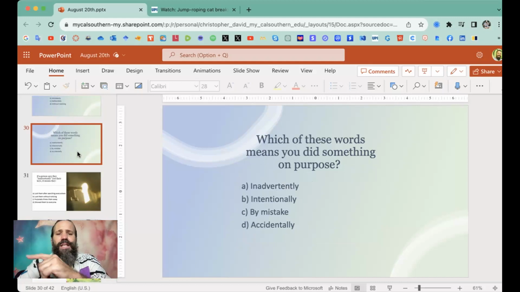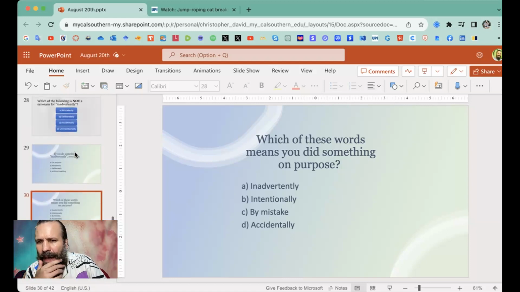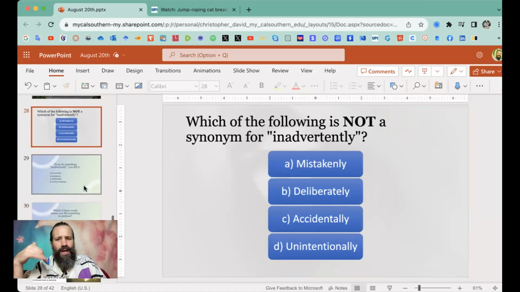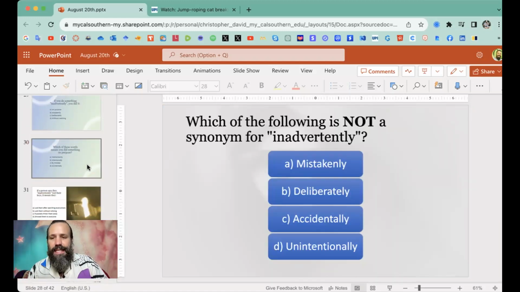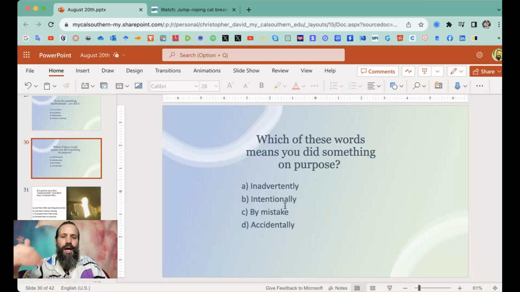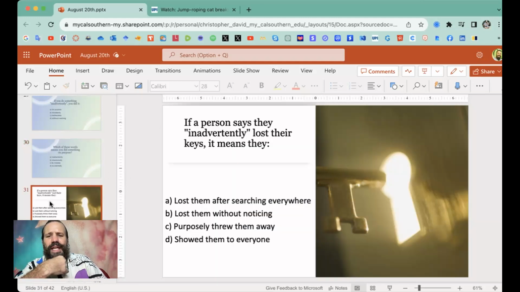And then, which of these words mean you did something on purpose? So now this is going back the opposite, but we're learning inadvertently. Okay, well, it's not inadvertently. We know that. Intentionally, by mistake, accidentally. I did this because I didn't know if he knew what the word intentionally meant. So that's why I gave this one. He actually did know what intentionally meant, so he was able to say that intentionally was the correct word. And then the next one, this one is what kind of solidifies it.